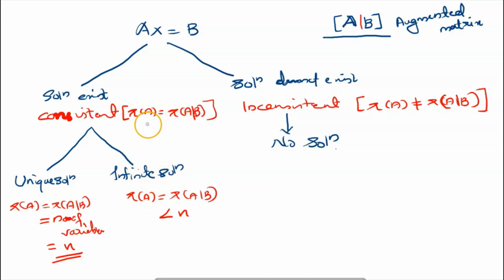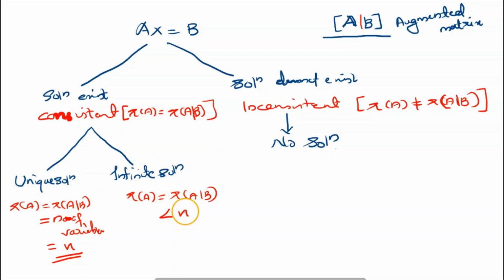So consistent means rank of A equals rank of the augmented matrix. Inconsistent means rank of A does not equal rank of the augmented matrix. And if it is equal to n, the number of variables, then it has a unique solution. And if it is less than the number of variables, then it has an infinite number of solutions. So this is basically the system of linear equations and its consistency, inconsistency, and its unique solution condition is this and infinite solution condition is this.